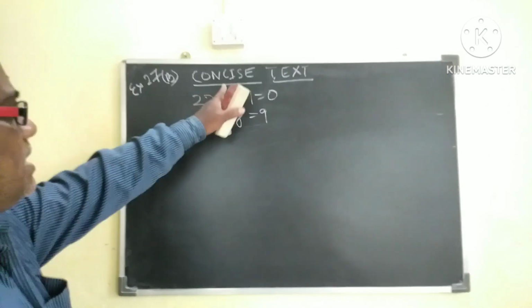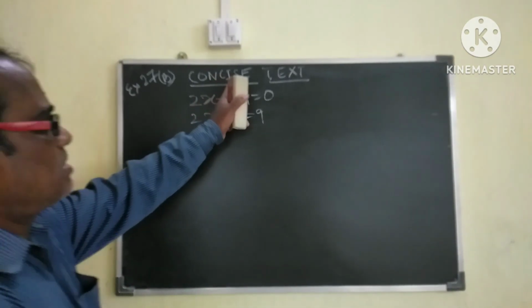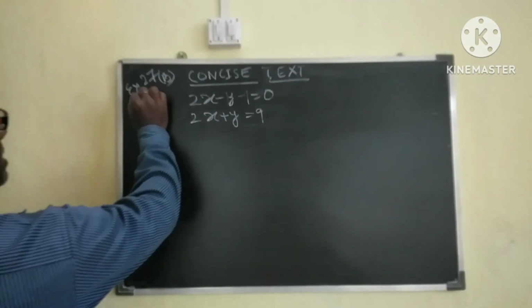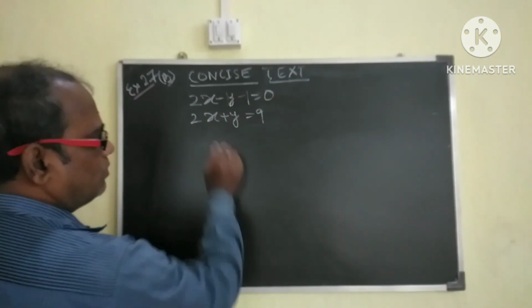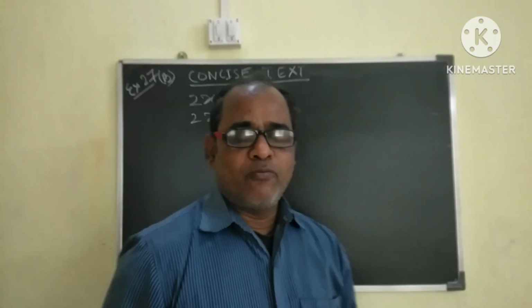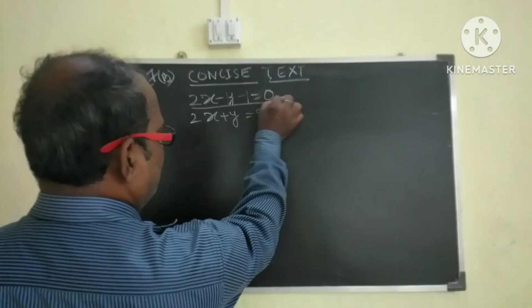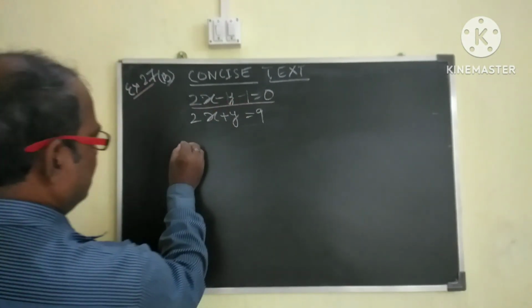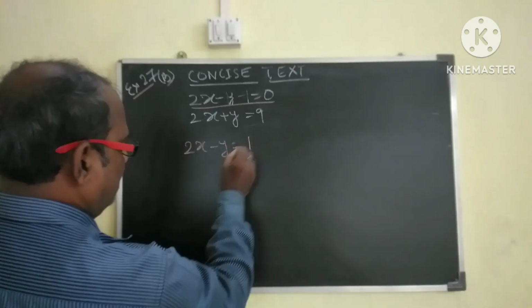So one more question is there. One more question is from the Concise textbook, exercise 27b. In this question, you are given this equation and this equation. From the graph, you have to find out the point of intersection. Very well. First, we will try to find out the points of this. That means, let us write this 2x minus y equals 1.